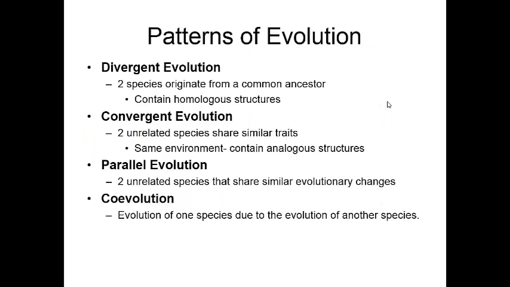Finally, coevolution is when one species evolves due to the evolution of another species. We see this happen often in nature. We see the coevolution of predator and prey populations. We see the coevolution of host-parasite relationships. The evolution of one species is going to cause the evolution of another species.